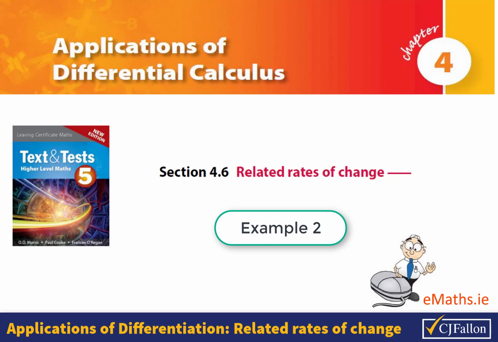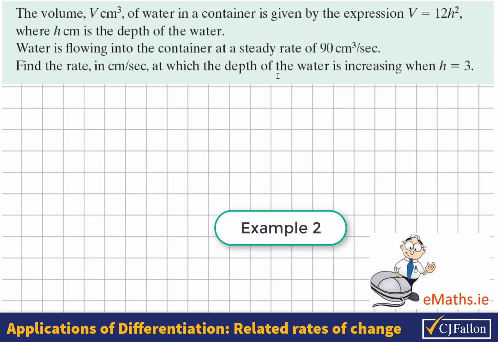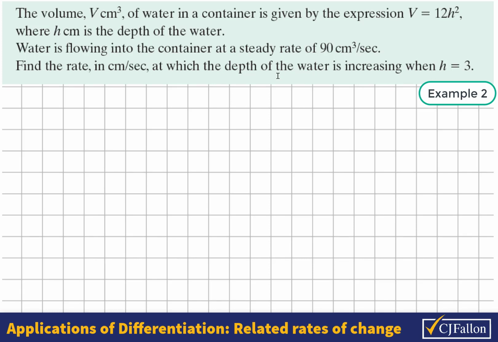Applications of differentiation are related rates of change example. The volume, V cm³, of water in a container is given by the expression V equals 12H squared, where H in centimeters is the depth of the water. Water is flowing into the container at a steady rate of 90 cm³ per second, and we're being asked to find the rate in centimeters per second at which the depth of the water is increasing when H is 3.